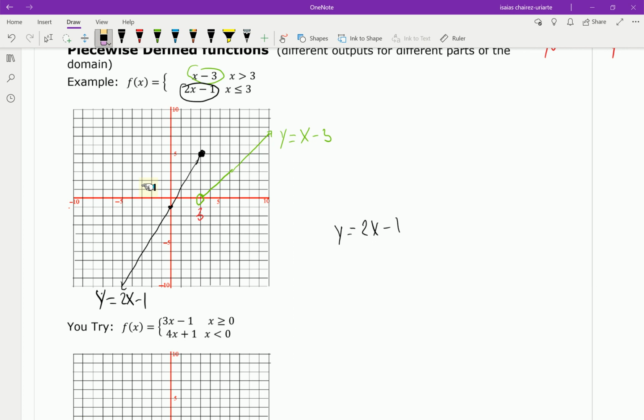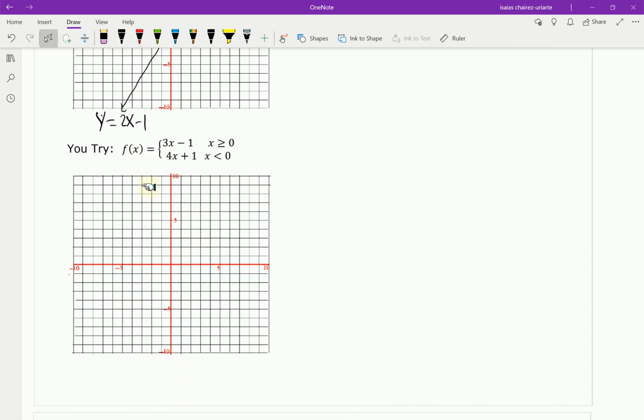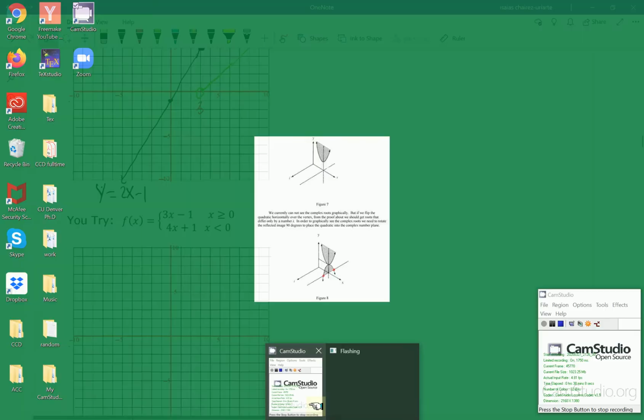That's the graph of my piecewise function. Definitely try graphing the next one on your own. Very similar. Right now your breakpoint should be when x is equal to 0, so somewhere here on the y-axis. Okay, well, this is it for 2.3. Thanks for watching, and I'll see you in the next video.